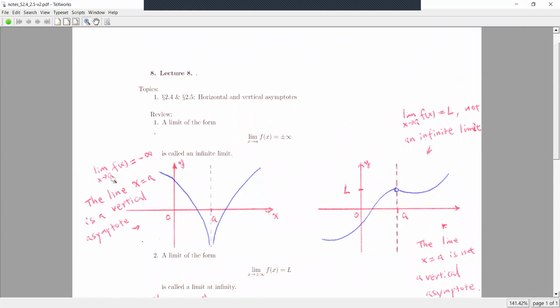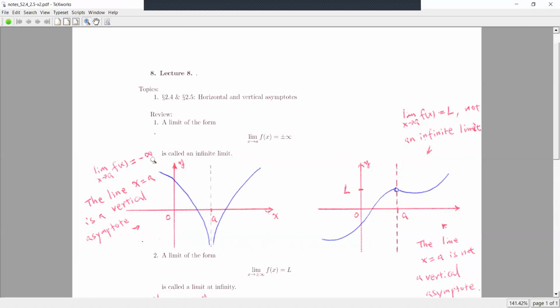X approaches A from both sides. This is a both-sided limit. The function approaches negative infinity. So near the point A, the graph of the function goes down to negative infinity. This vertical line is a vertical asymptote. The equation of this line is x is equal to A. All the points on the line satisfy this equation.